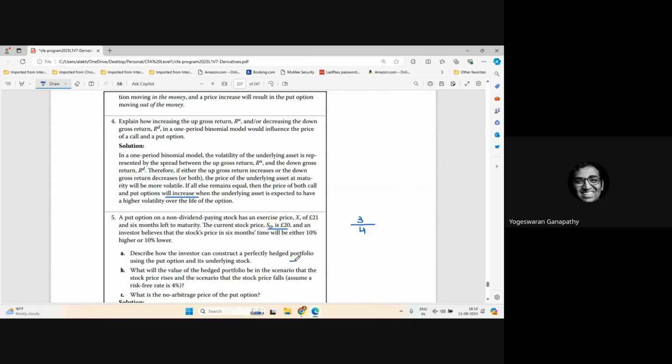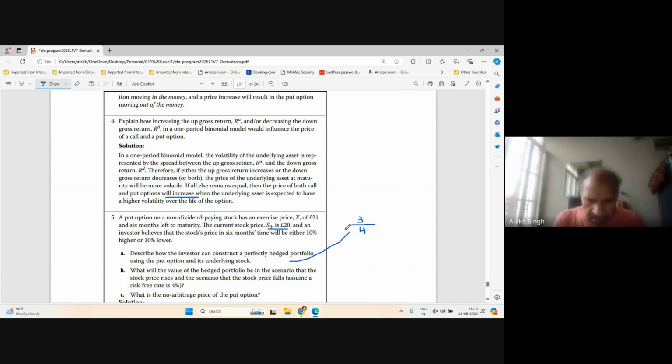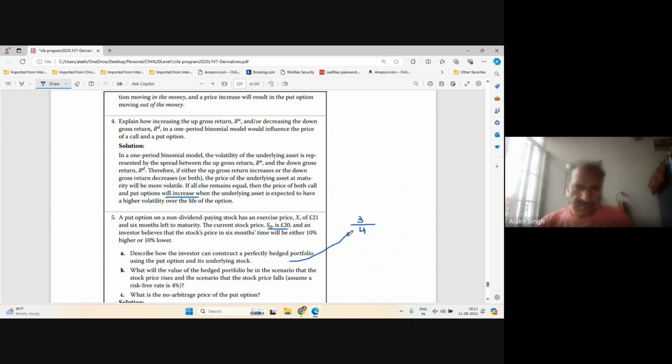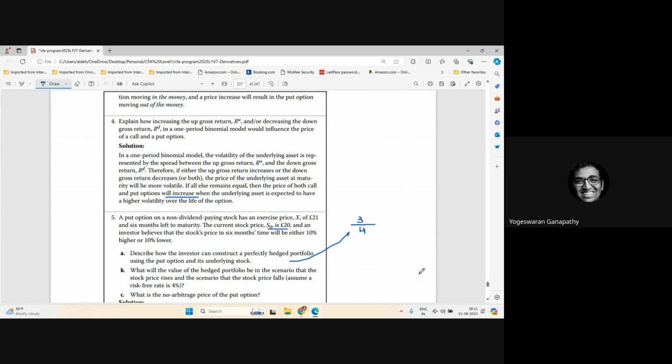But for that, the ratio needs to be negative, no, sir? Yes, it will be 0 minus 3, so it will be minus 3. So he will buy the put and 0.75 of the underlying.